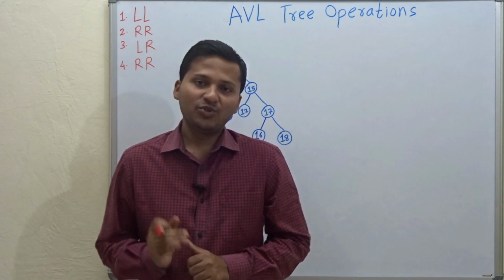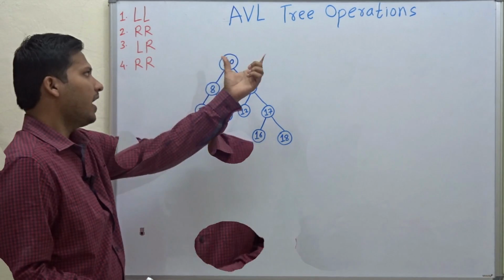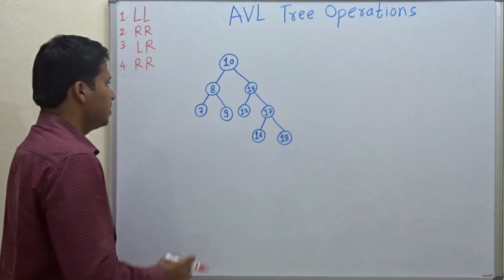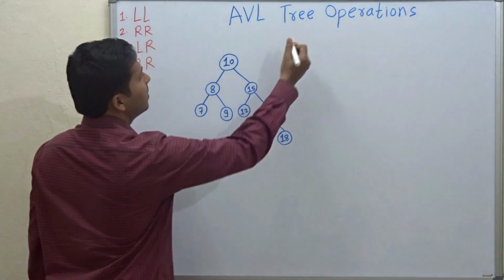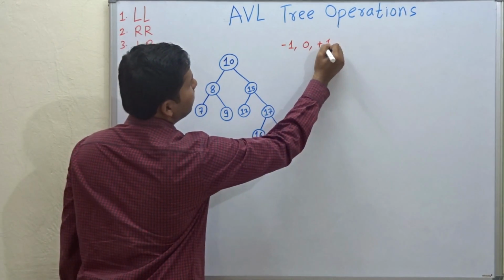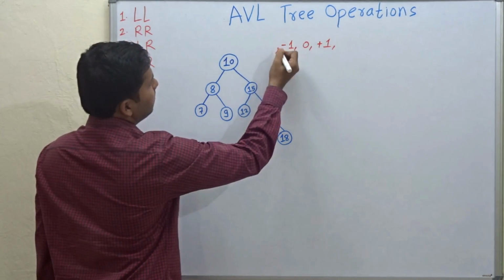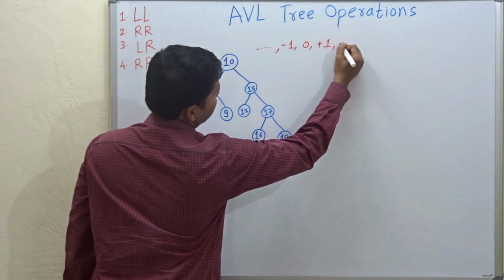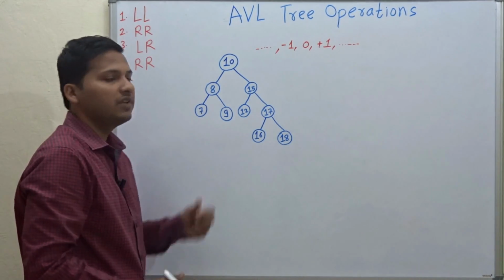Hello friends, today we are going to see the operations on an AVL tree. An AVL tree is a binary search tree in which for every node the allowed balance factor is -1, 0 and +1. Any balance factor below -1 or more than +1 is not allowed in an AVL tree.